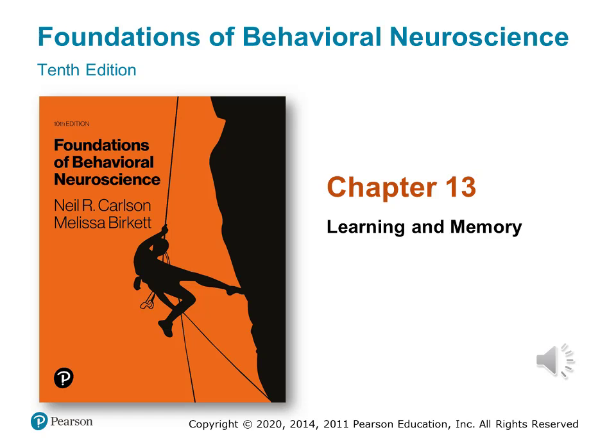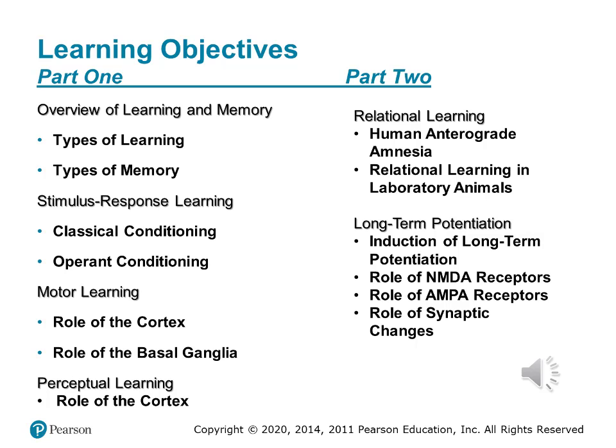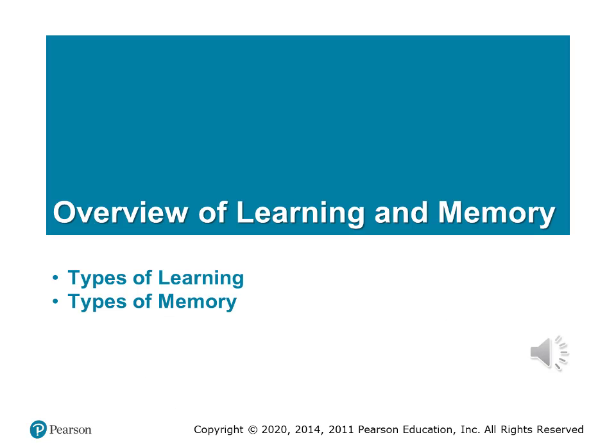Welcome to your lecture on learning and memory. This lecture is divided into two parts. In the first part, we're going to consider types of learning, types of memory, the stimulus response processes of learning, focusing specifically on classical and operant conditioning, motor learning, focusing on the cortex and the basal ganglia, and perceptual learning. We will first discuss the types of learning and types of memory.